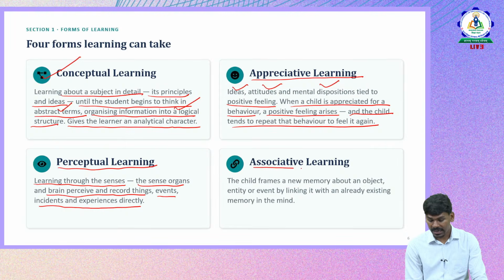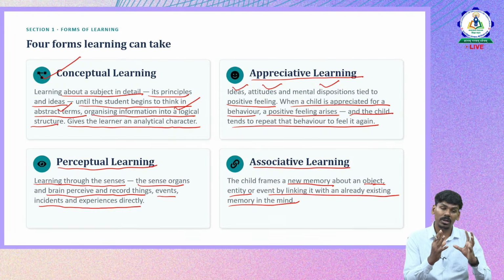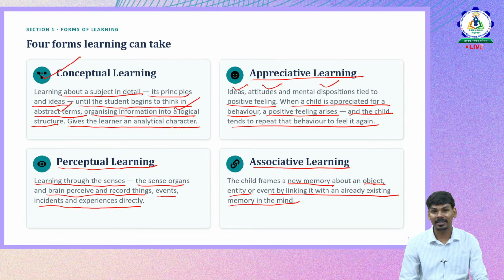Then associative learning. What is associative learning? A child frames a new memory about an object, entity, or event by linking it to an already existing memory in the mind. So, associating what you are learning new with a pre-existing memory that is there in your brain. That is associative learning. So when you are learning something new and you know something similar to it, you will associate with it. But if you have not learned anything similar before, then you will create a new memory.